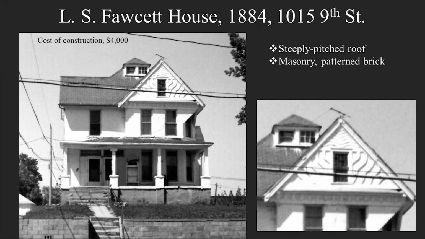The L.S. Fawcett House was built in 1884 at 1015 9th Street. The cost of construction of this house was $4,000. Another characteristic of Victorian-style houses is steeply pitched roofs, and you can see it's greater than a 45-degree angle, making it a steep pitched roof. This house happens to be, even though it's painted white, built out of brick. So this is a masonry house, and in this inset on the right, you can see the wavy patterns on that gable end. That's just a patterned brick, which is typical in Victorian masonry houses.